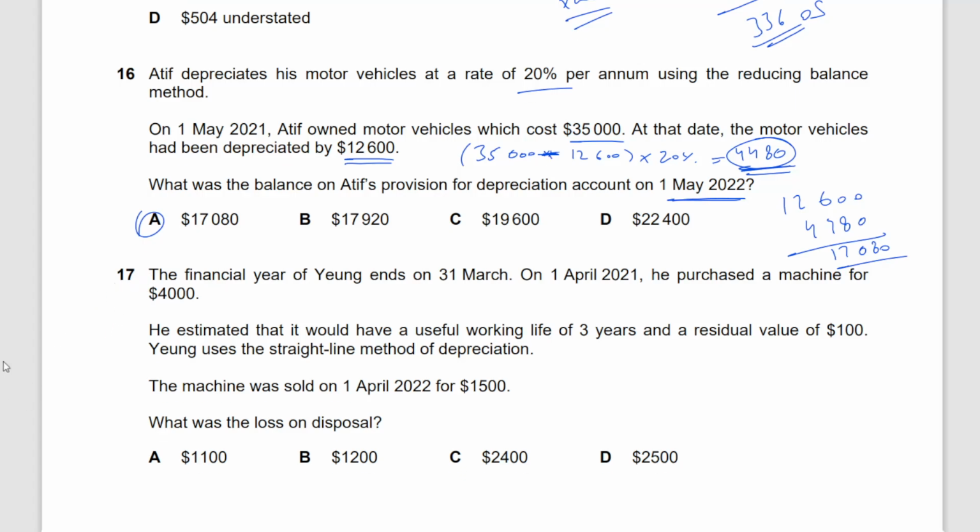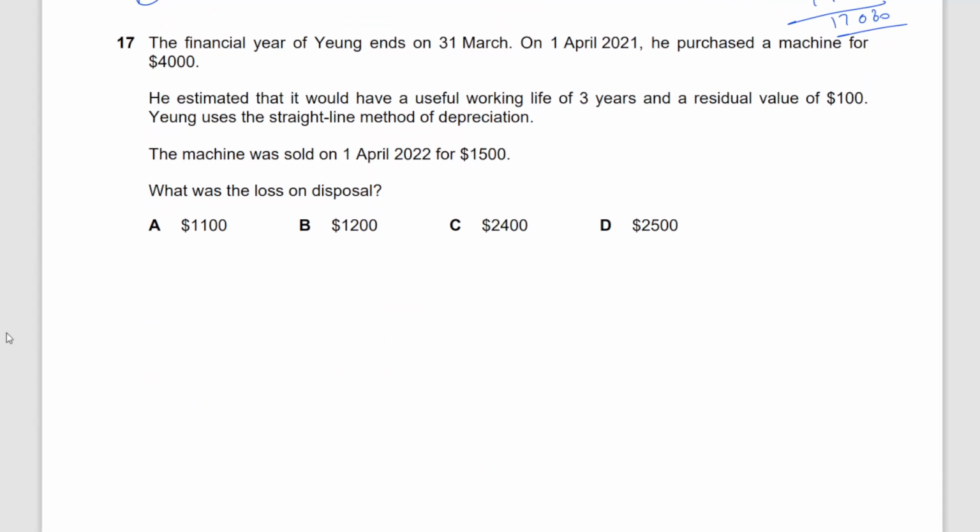Let's move. Number 17. The financial year of Jung ends on 31st March. On 1st April 2021, that's the opening, he purchased a machine for 4,000. He estimates that it would be useful for 3 years and residual value will be 100. Jung uses the straight line method of depreciation. The machine was sold on 1st April 2022, just 1 year later, for 1,500. What was lost on disposal?